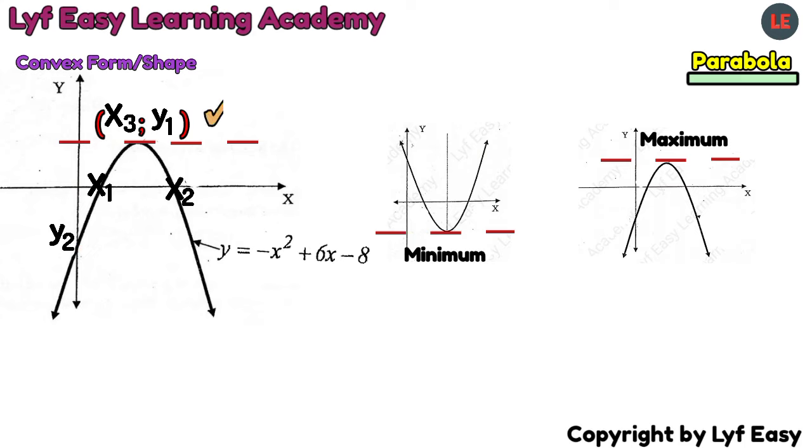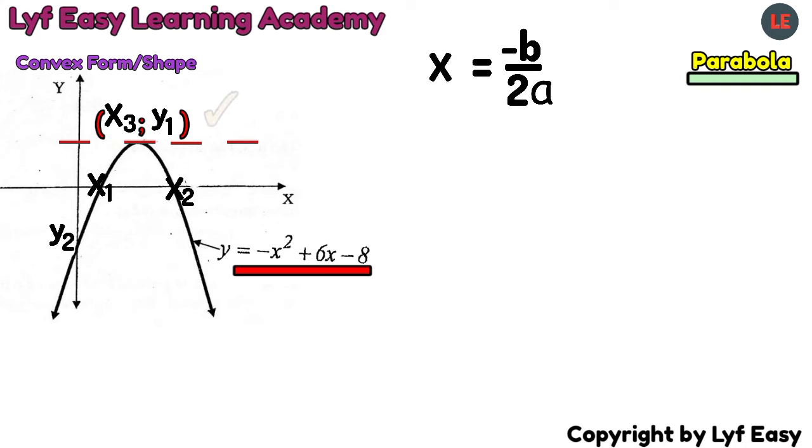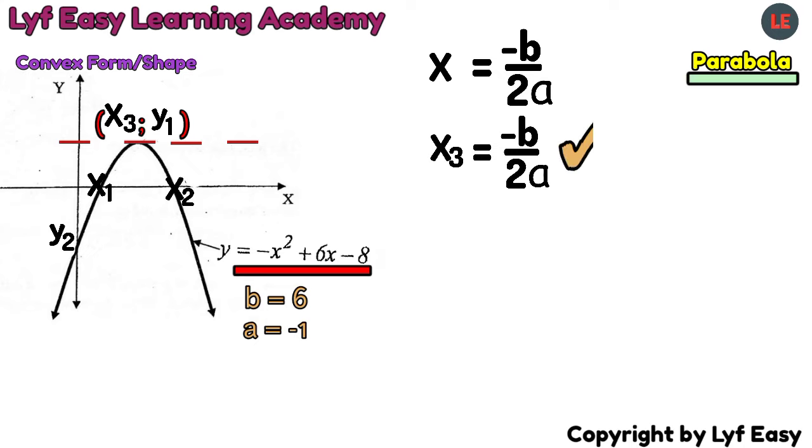So, how do we find this vertex on a given equation? First, we have this equation x equals negative b over 2a, or you may say, it is a formula to find the x part on this vertex. We substitute in this formula the values of the given equation. On this given equation, b is this 6, and a is this negative 1. Then substitute in this formula as so. We get x3 to be 3.